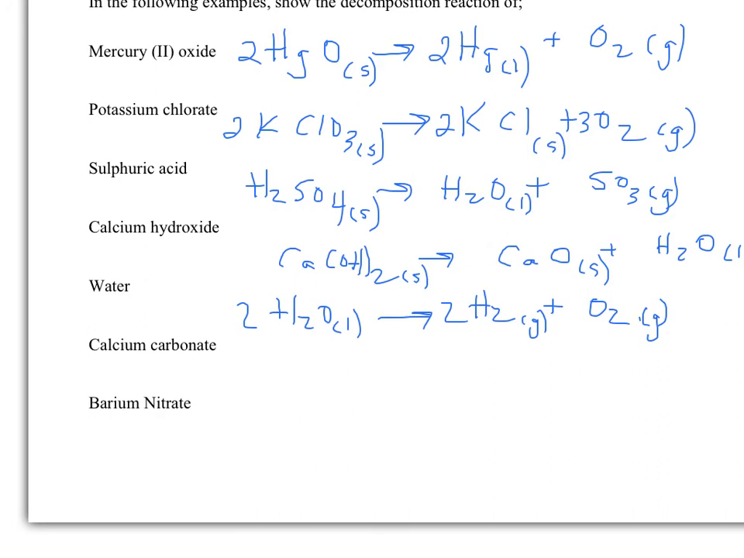Calcium carbonate decomposing is an example of pattern number 3. I have a metal carbonate. I crisscross the charges to get CaCO3. Metal carbonates decompose into metal oxides, so I join a calcium and an oxygen in crisscross, and carbon dioxide gas. My equation is balanced, and I include states.